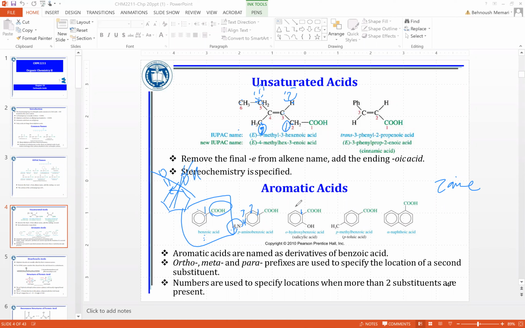You have carbon 1, 2, 3, but the logic is to go to the side that is going to be closer to the other group. So you go clockwise. This is the 2-hydroxy or ortho-hydroxy benzoic acid, para-methyl benzoic acid, or we have the naphthalene with 2 benzene rings attached.